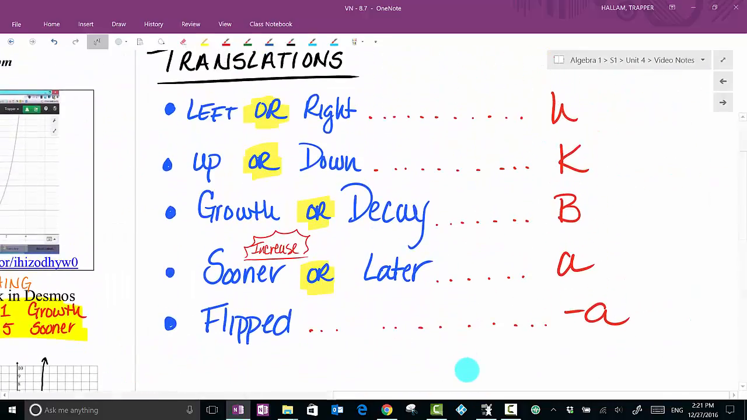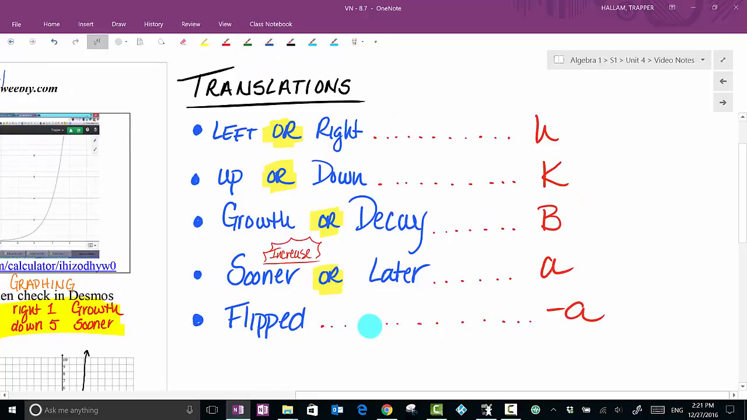So a quick little review just to say here's all of our translations. H is your left and right movement, correct? If it goes left, it looks positive. If it's right, it looks negative. Okay. K is straightforward. Up is positive. Down is negative. Growth or decay, this is if b is greater than 1, or if it's a decimal, meaning that the b value is between 0 and 1, some form of a decimal, that indicates it's a decay.